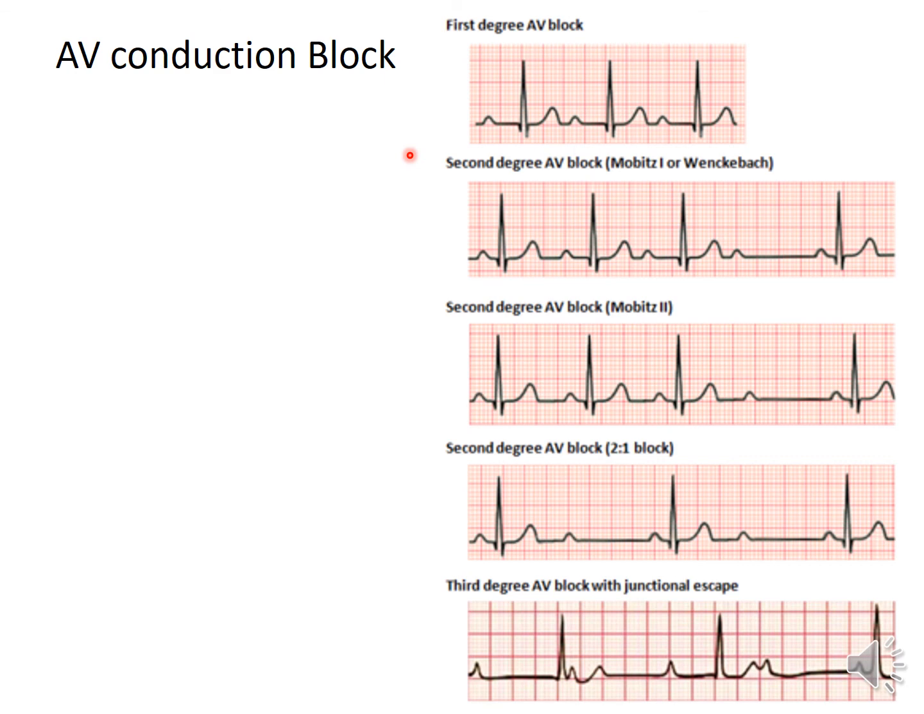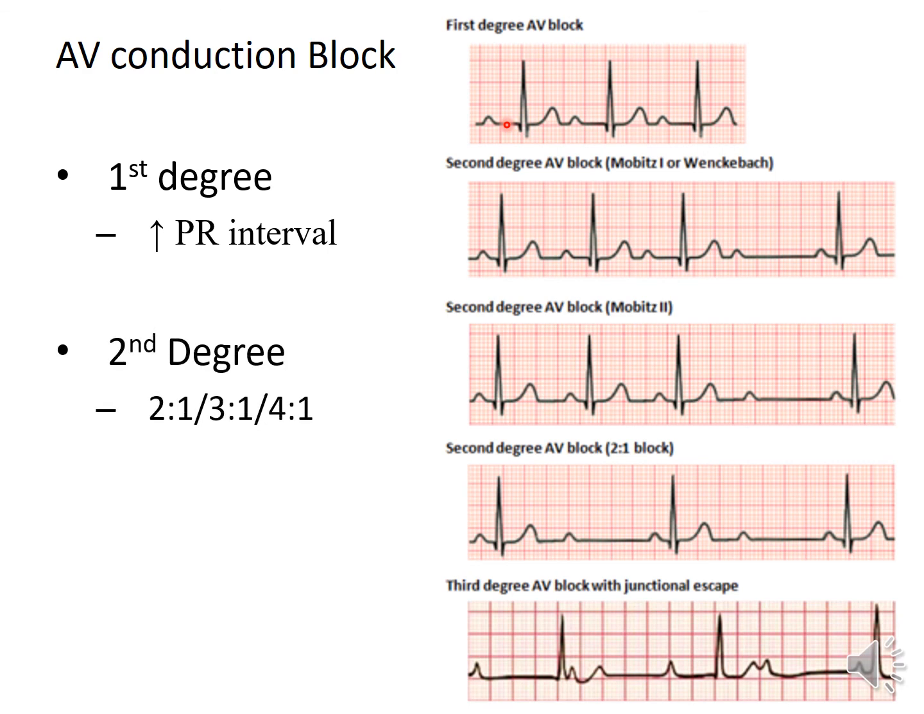Another type of defect in impulse conduction is AV conduction block, where there is a block between conduction of impulse from atrium to ventricle. It can be classified into three degrees. First degree AV block, in which the block is only partial. So this is seen clinically only as prolongation in PR interval. This is the ECG of first degree AV block.